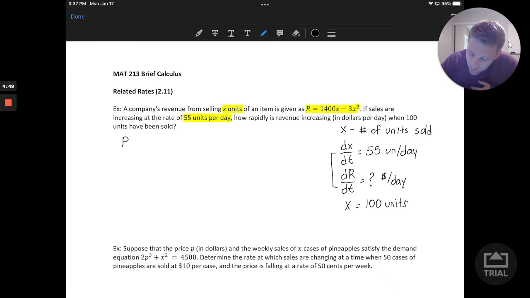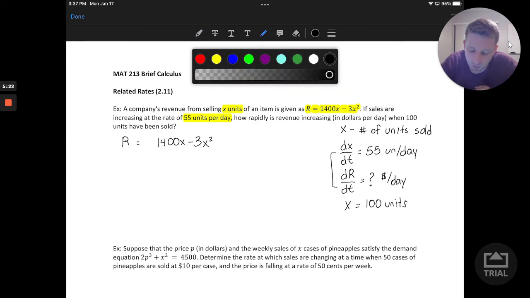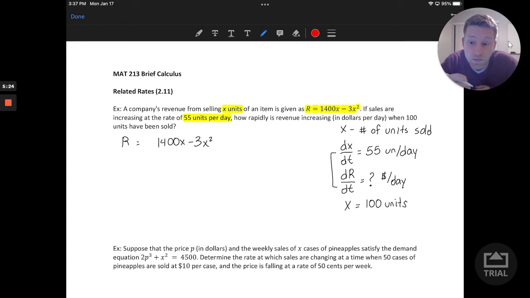So jotting down this revenue equation, we have R is equal to 1400x minus 3x squared. I'm leaving some space there for a reason. That reason is we want to be able to get these dx/dt and dR/dt terms to show up when we take our derivative of this function, because I want to relate the rates of change with this expression. So to do that, I'm going to take a derivative of both sides, and it's a specific derivative that's going to help us here. It's the derivative with respect to t.